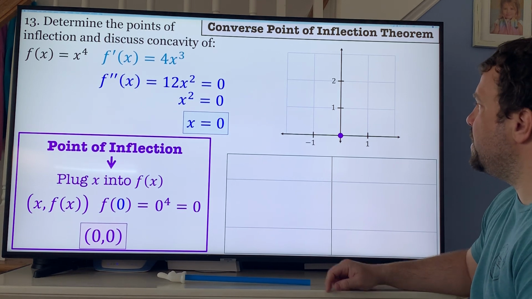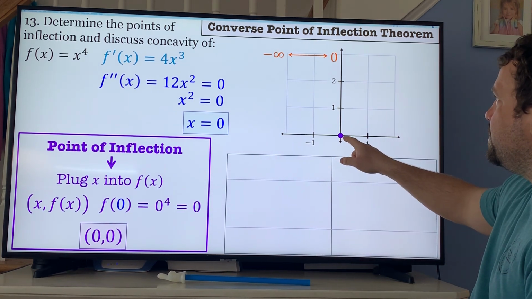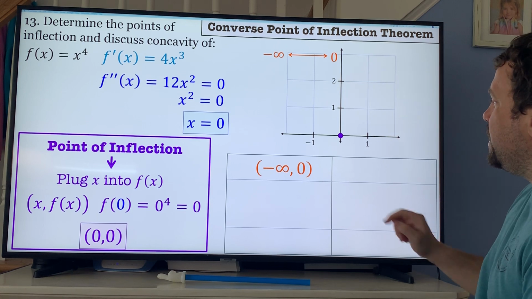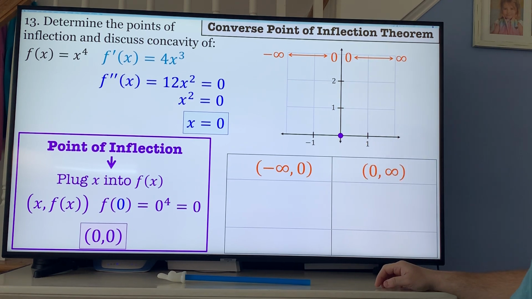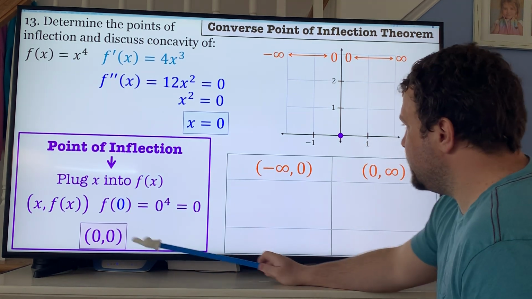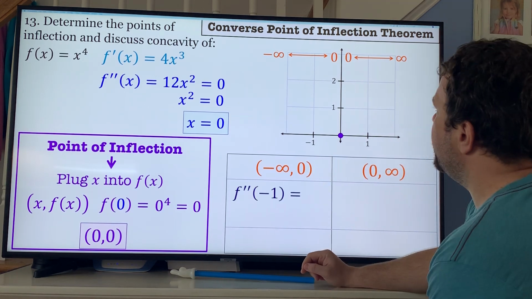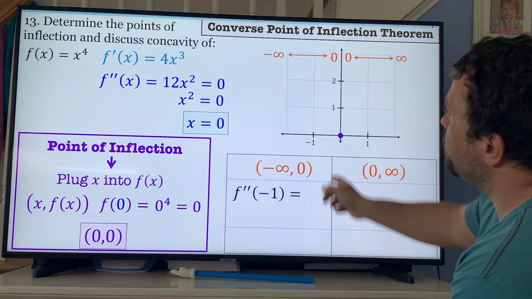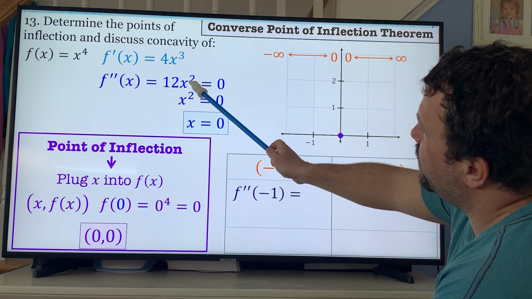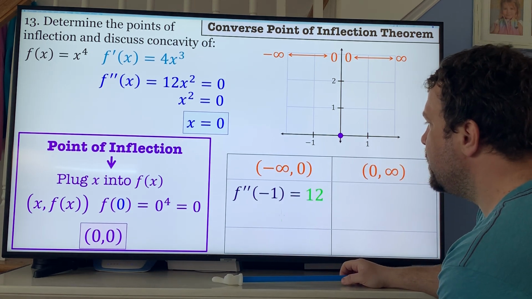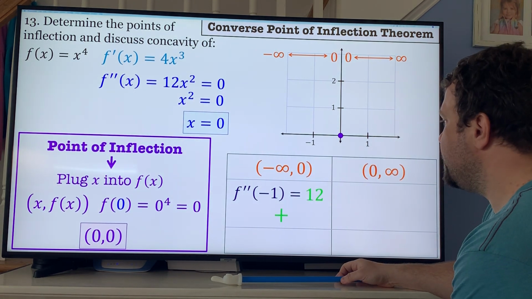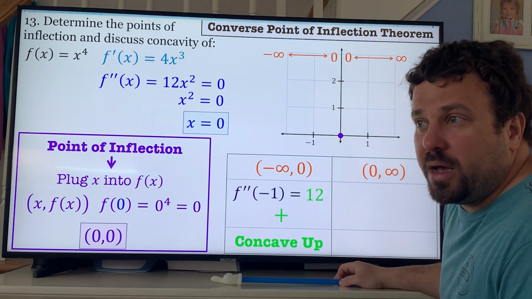Now we're going to do concavity. From negative infinity to 0, and from 0 to infinity. All right, those are my two intervals because this is my critical number. Pick a number like negative 1. F double prime of negative 1: 12 times negative 1 squared is 12. 12 is a positive number, and positive numbers are concave up.